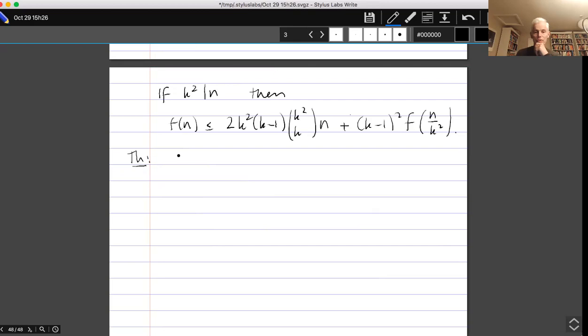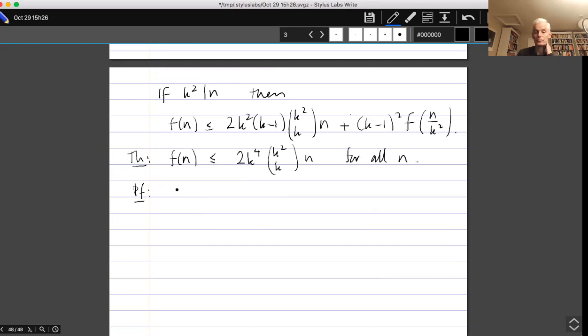Actually, f(n) is less than or equal to 2k^4 (k² choose k) n for all n, and we'll prove it by induction. And the base case is actually rather a big base case.